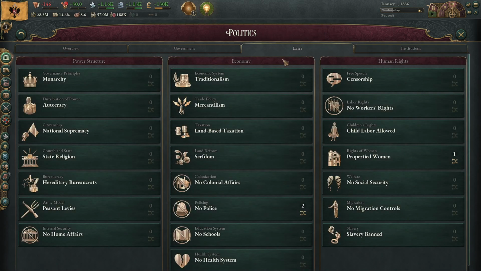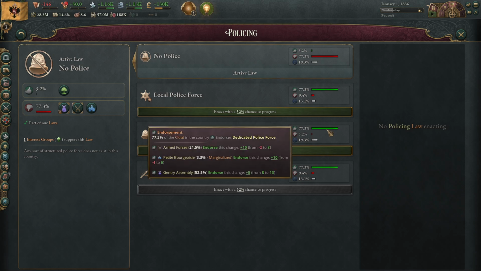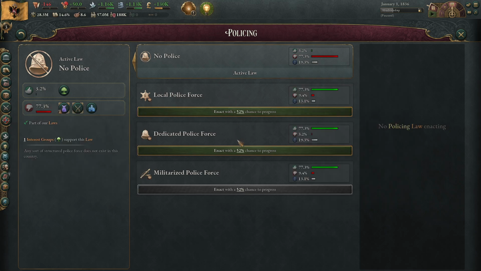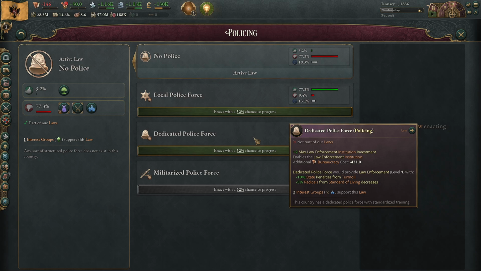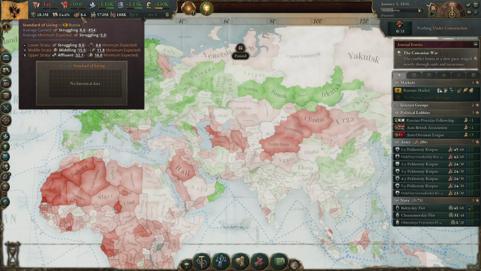We don't have an institution yet, but there are some institutions, for example the police force here, which is also something that the landowners want to implement. If we have for example this dedicated police force, then you can see every level gets -5% radicals from standard of living decreases. So if this one would be at, let's say, level 3, then we would get 50% fewer radicals from standard of living decreases.